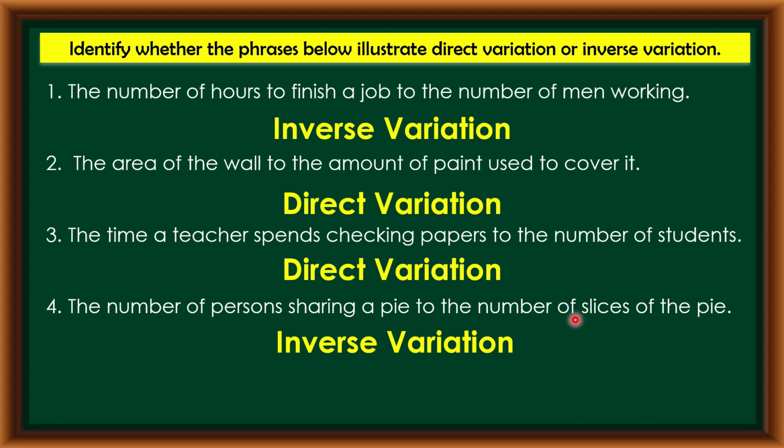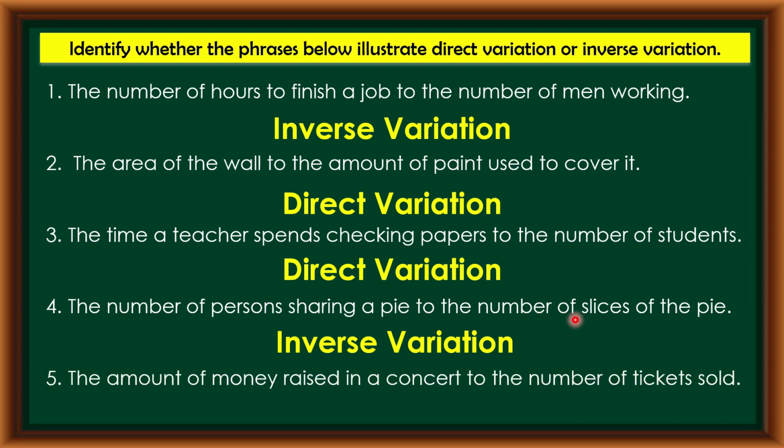Let us have the last one. The amount of money raised in a concert to the number of tickets sold. Yes, this one is an example of direct variation. So these are the phrases or problems that involve direct and inverse variation.